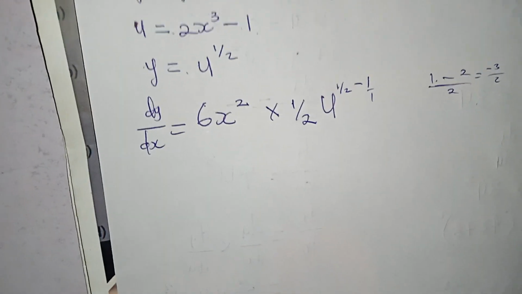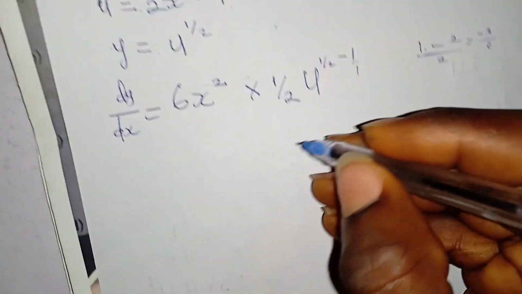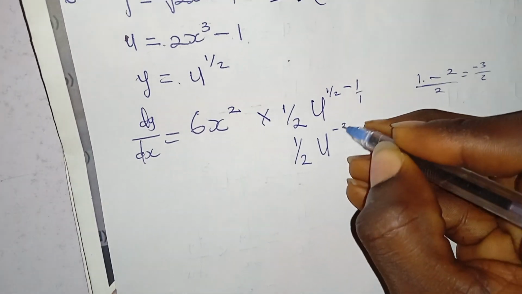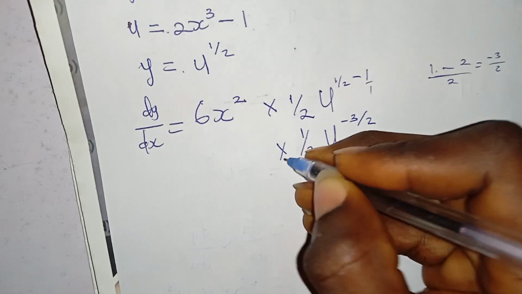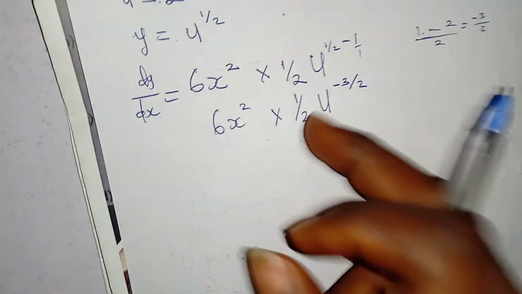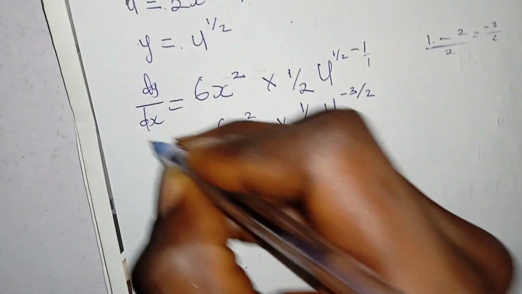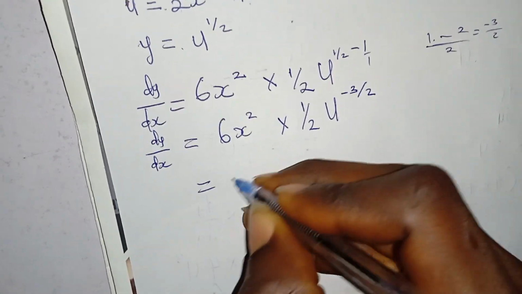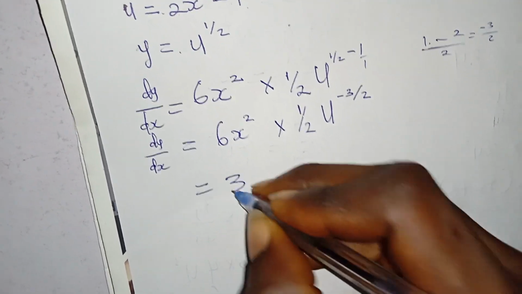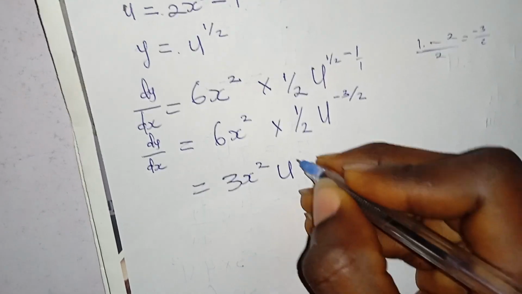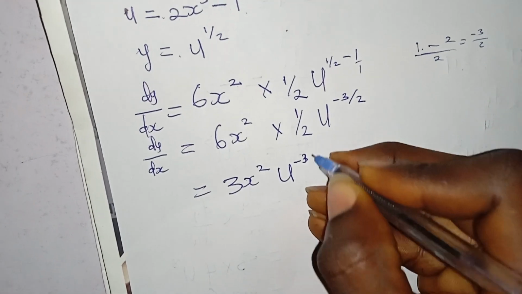So if you know that, this is now 1/2 u to the minus 1 over 2 times 6x squared. So if you carry this and times, when you times this 2, now dy over dx is the same as saying 3x squared u to the minus 1 over 2.